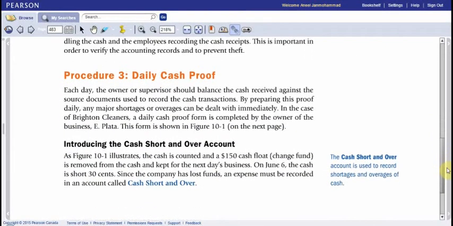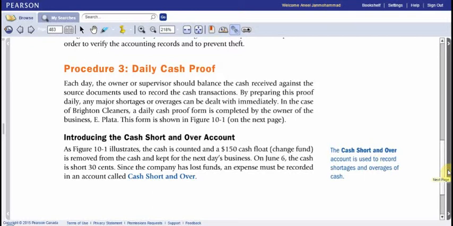Procedure 3. Daily cash proof. What daily cash proof is, you check your till, your cash register on a daily basis to see how much cash is short, how much cash is over.